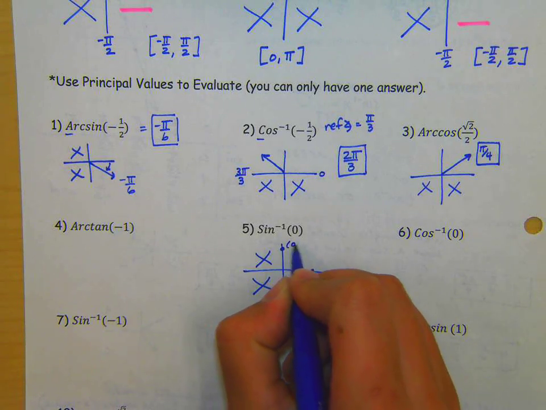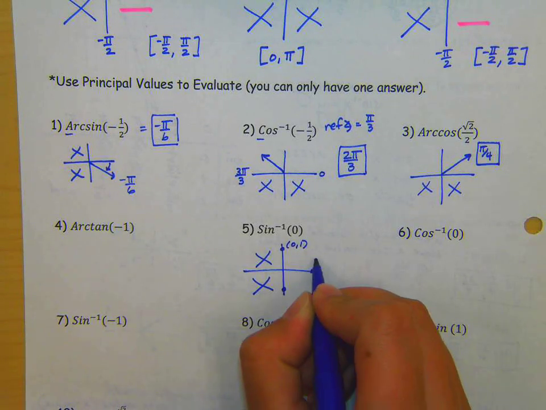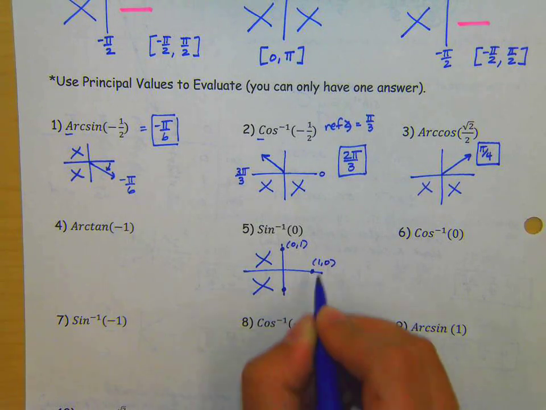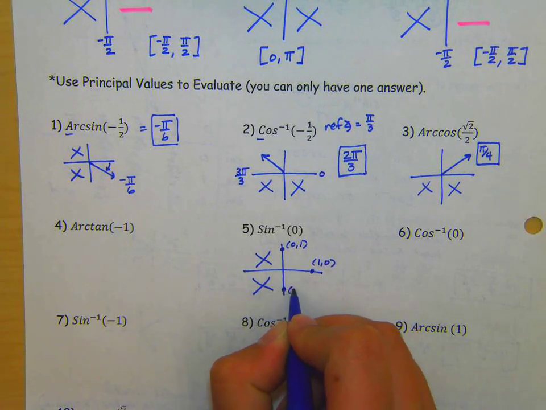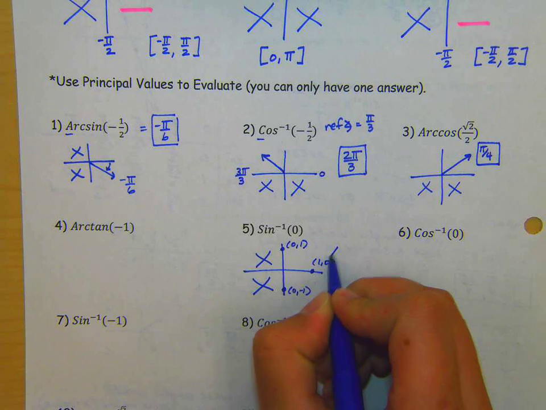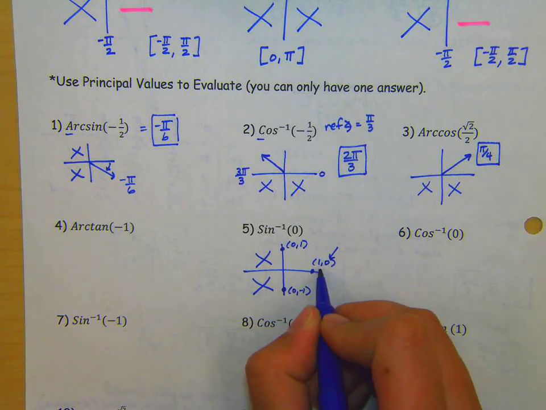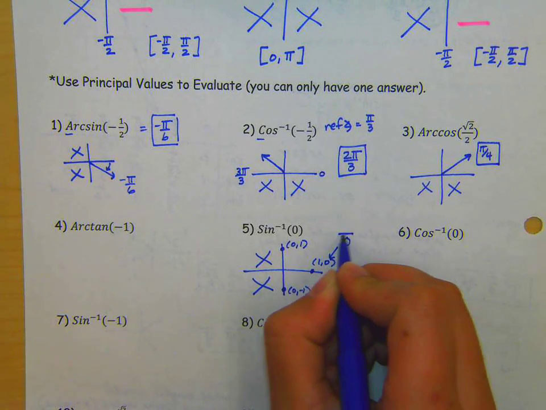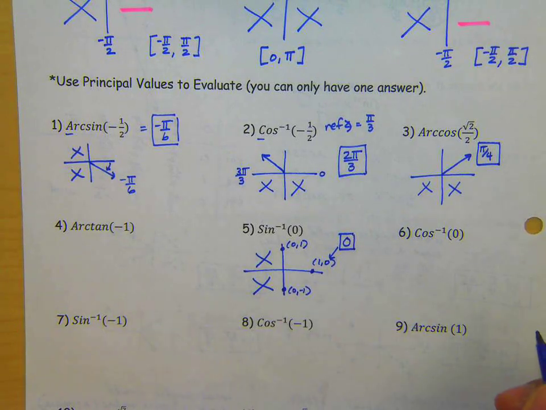So let's take a look. This is 0, 1, not that one. This is 1, 0. Yep, that should be it. And this one down here is 0, -1. So the only one that gives me a y value of 0 would be this angle, which is at 0.